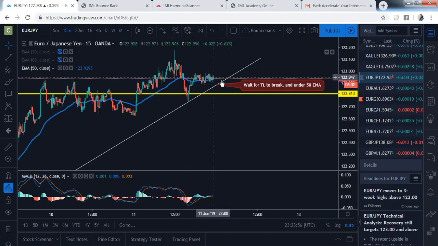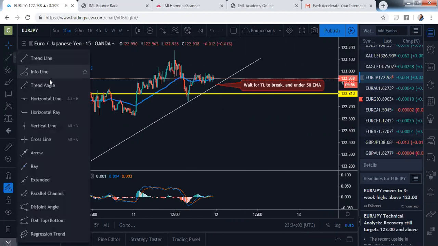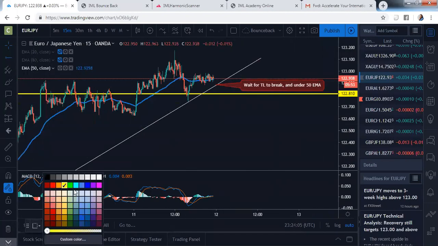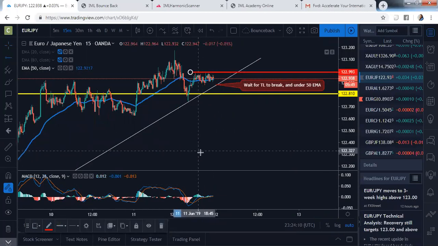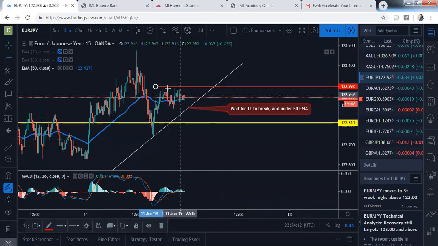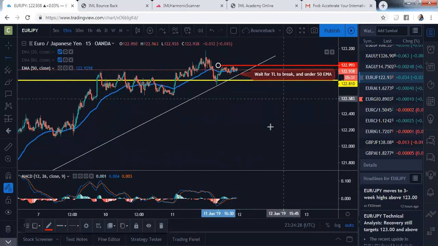Now, if the trend line breaks and it crosses under the 50 EMA, your stop loss will be nice and tight. We'll be putting our stop loss above the last high, which in this case will be here. Nice and tight. Not over here. You could if you want to have a bigger stop loss, but you don't need to. We just rest it just above this high, and then basically we would take the sell.